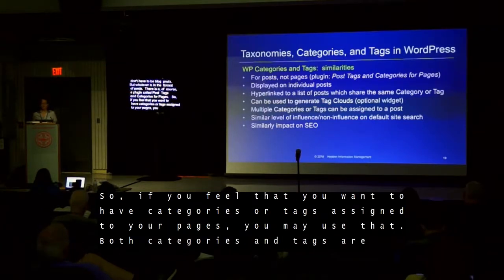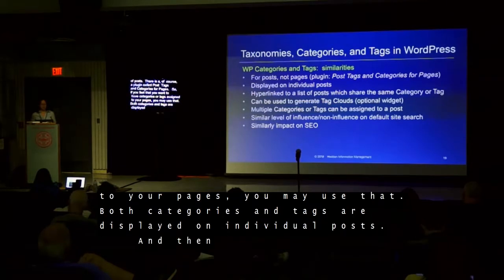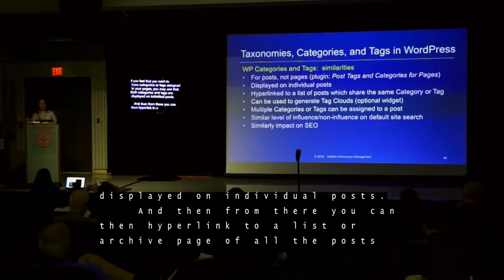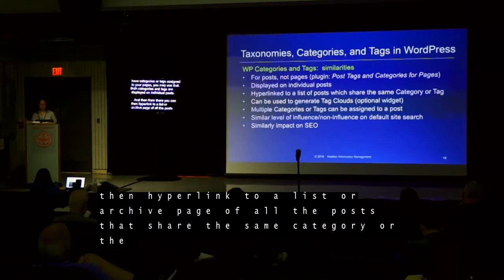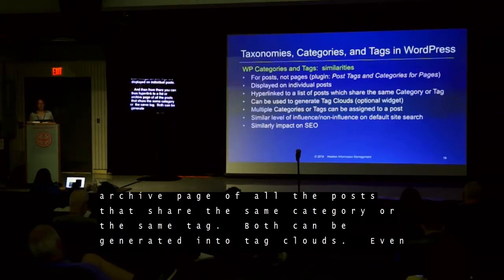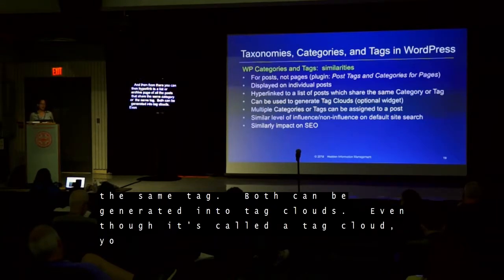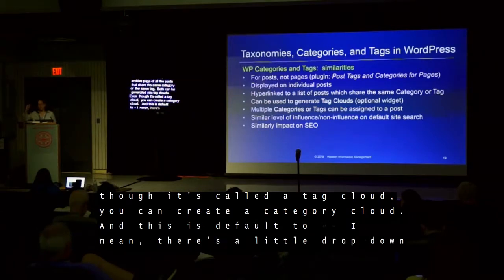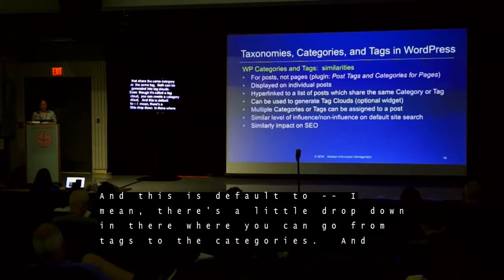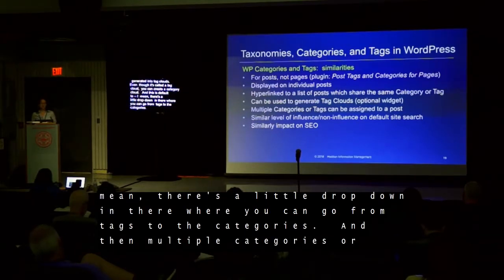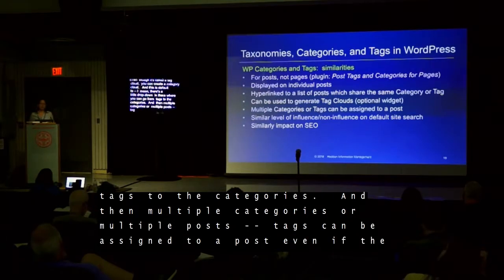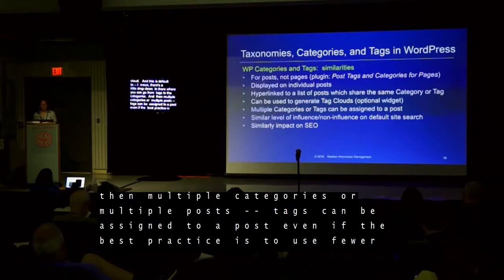Both categories and tags are displayed on individual posts. And from there, you can hyperlink to a list or archive page of all the posts that share the same category or the same tag. Both can be generated into tag clouds. Even though it's called a tag cloud, you can create a category cloud, and this is default too. There's a little drop down in there where you can go from tags to categories. And multiple categories or tags can be assigned to a post, even if the best practice is to use fewer categories.